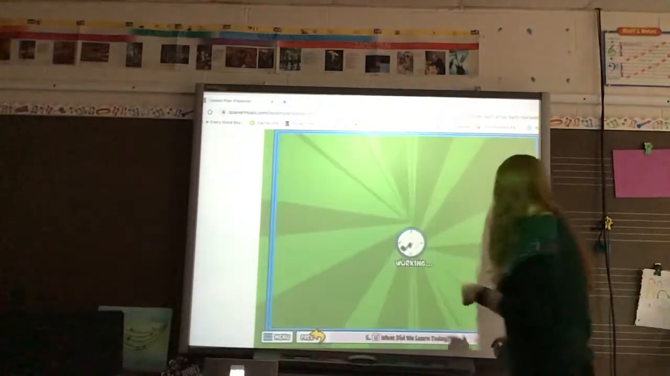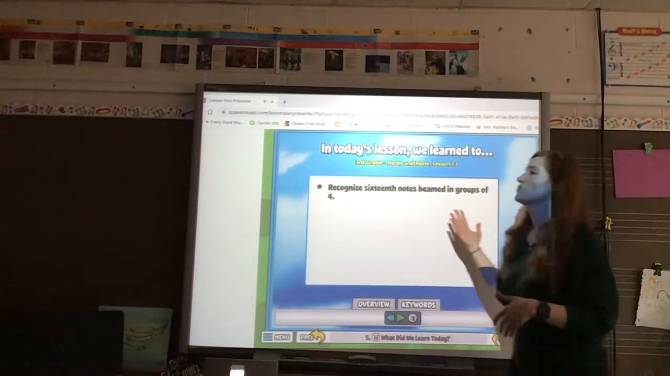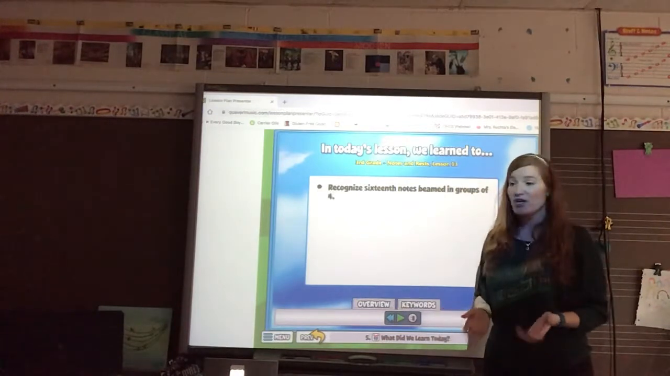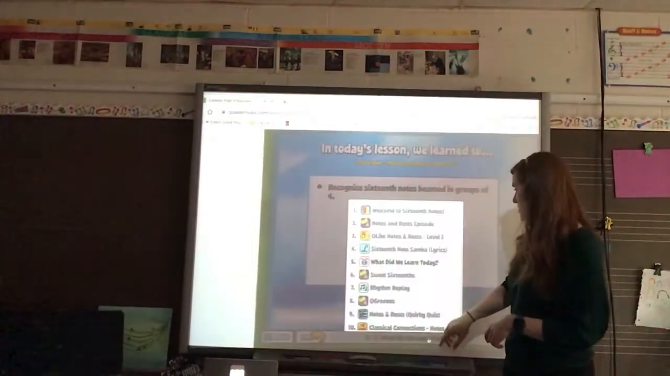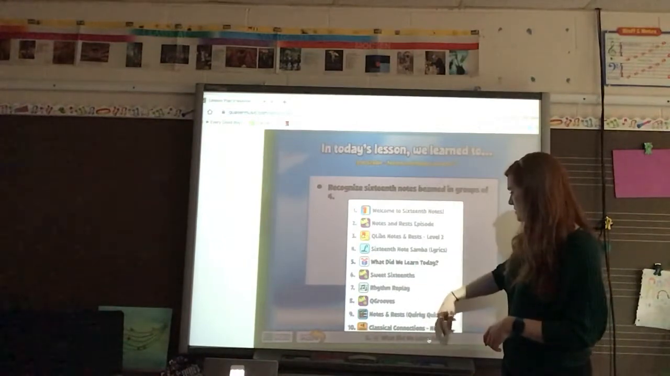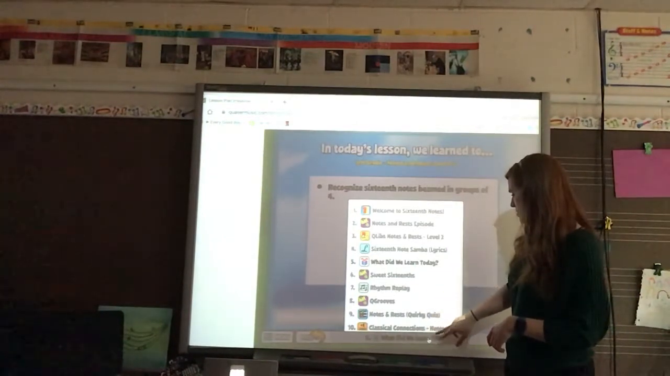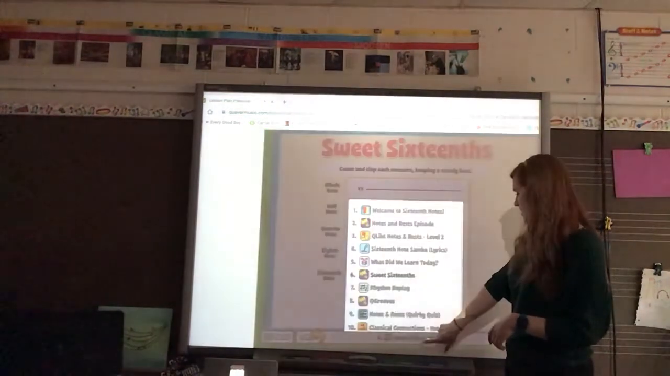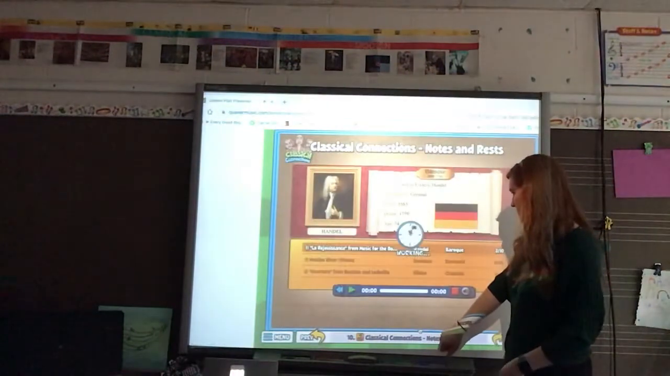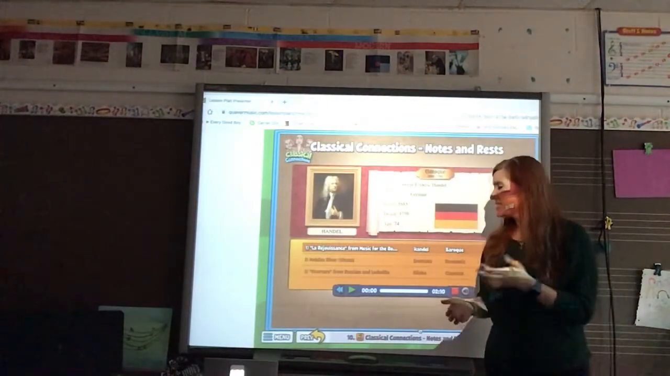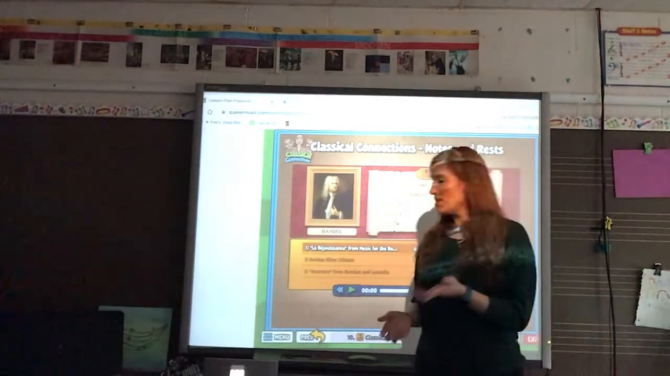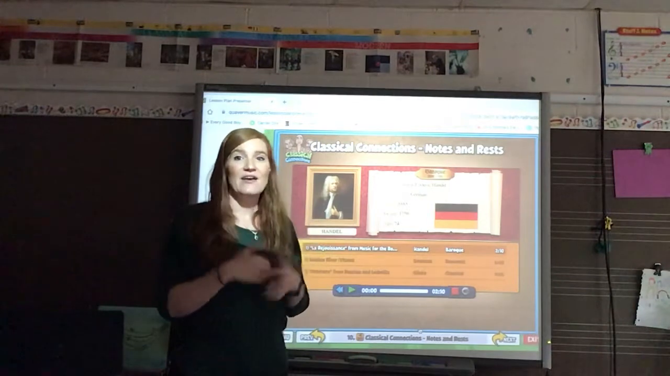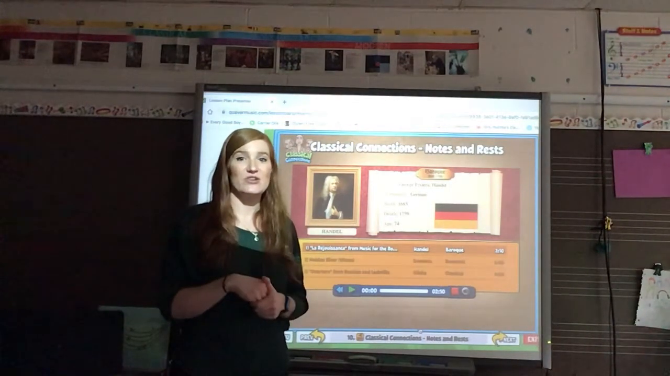Now, we learned today how to recognize 16th notes beamed together in groups of 4. I wanted to listen to some pieces of classical music that use 16th notes in different rhythms. So I want you to listen and let's talk about where we hear those 16th notes.